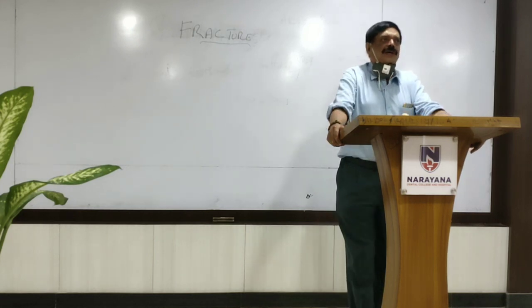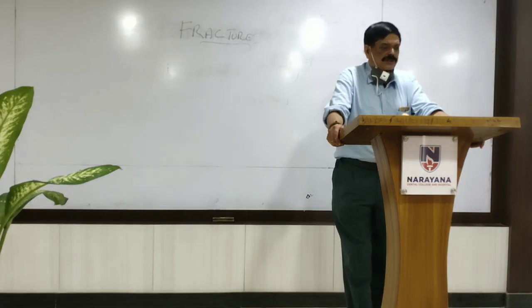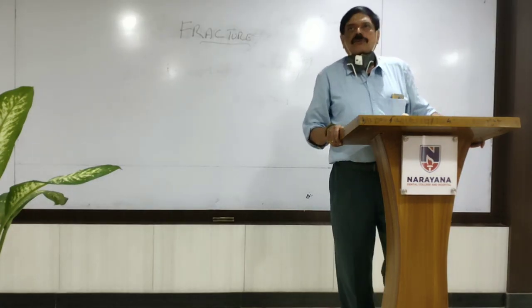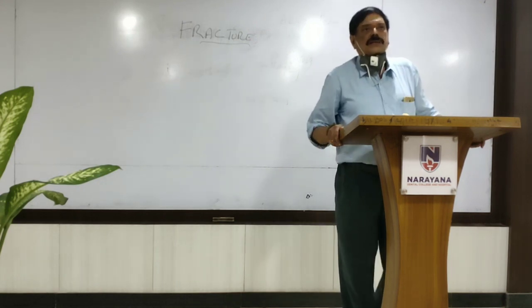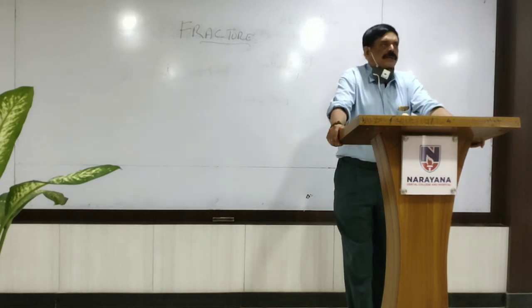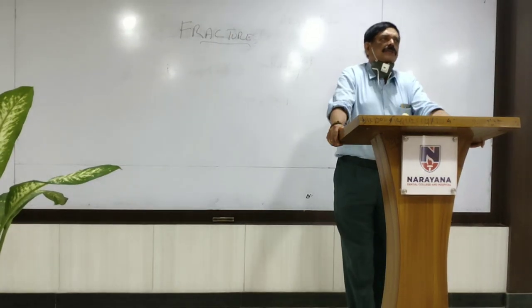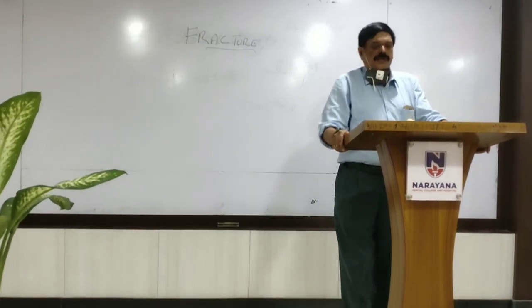Now, along with the fracture, there can also be a dislocation. What do I mean by dislocation? Dislocation is a complete disruption of the joint articular surface. The articular surfaces are no longer in contact with each other. The other entity is called a subluxation. This is a partial dislocation. Some part of the articular surface is in contact with the other part.